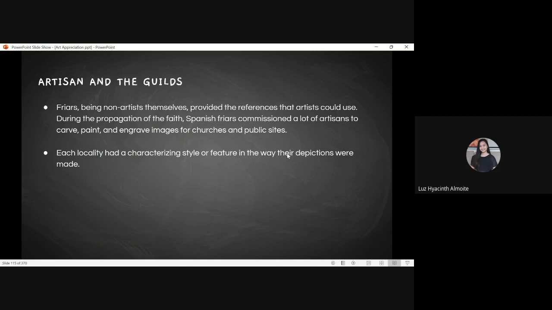Each locality had a characterizing style or feature in the way their depictions were made. For example, the manner in which Boholano artists would paint saints and scenes were different from those of Rizal or in Laguna. So, sa bawat lugar na mapupuntahan mo, iba-iba yung way nila ng paggawa ng art piece. Like other Baroque churches that benefited from the talents of artists, Spanish colonial churches were also lined with frescoes and ceiling paintings, with a number of them undergoing restoration in the early 1900s.